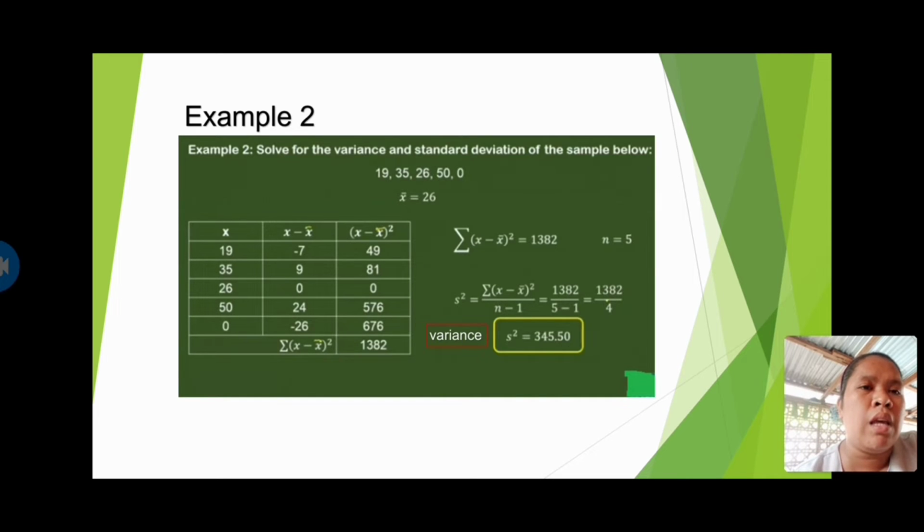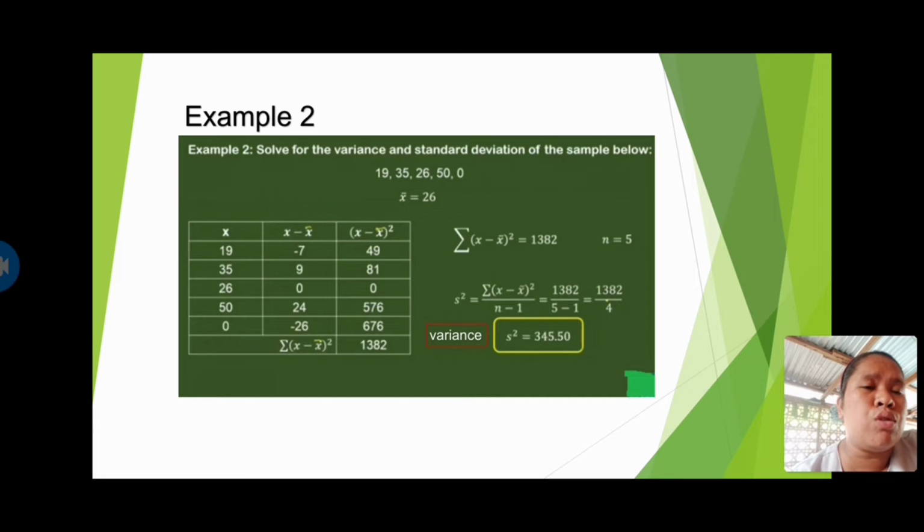After that, we will get the square of these numbers. Negative 7 times negative 7 is equal to 49. Positive 9 times positive 9 is 81. And then 0. Let's finish solving until the end. And then we will just add all of those numbers. Then we came up with 1,382. So now we have the sum, and our n now is 5.